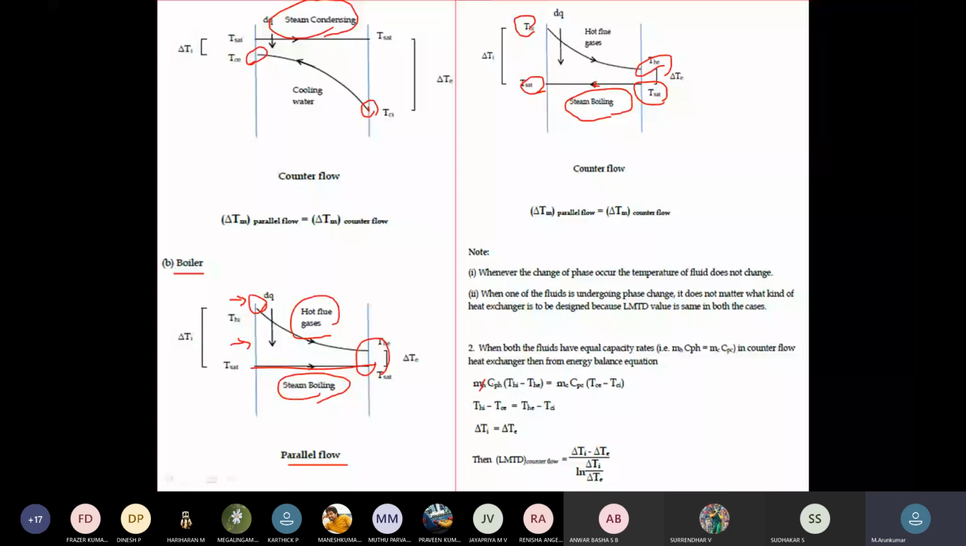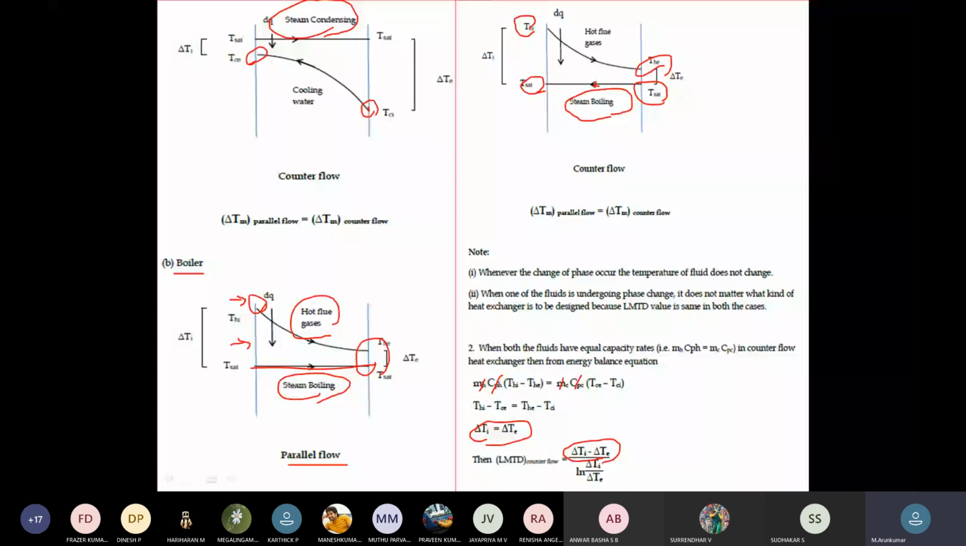Then we can have ΔT, that is T_HI minus T_HE, will be equal to T_HE minus T_CI. Then we have this equation: ΔT_I will be equal to ΔT_E. Right, so the change in temperature at the inlet will be equal to the change in temperature at the exit. Then this LMTD for counterflow can be written as this ΔT. That equation we know very well.